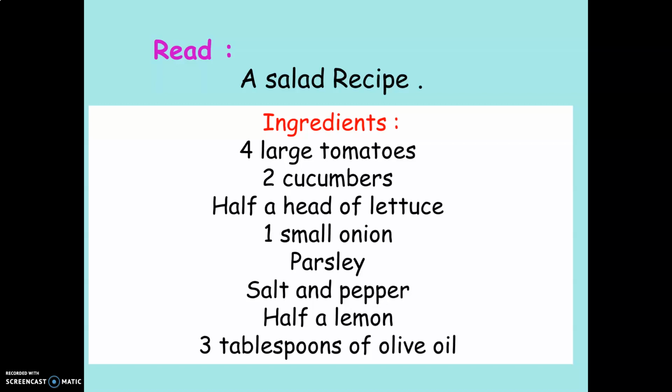Now, my superstars, read the ingredients of a salad recipe. So, listen to me carefully. A salad recipe. Ingredients: 4 large tomatoes, 2 cucumbers, half a head of lettuce, 1 small onion, parsley, salt and pepper, half a lemon, 3 tablespoons of olive oil.